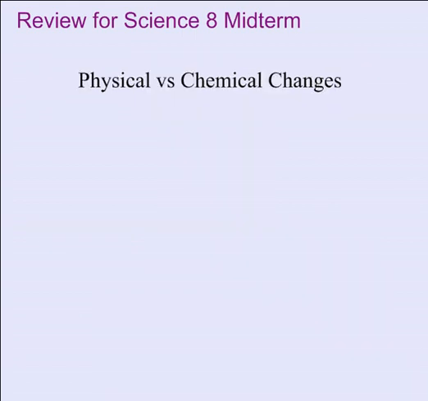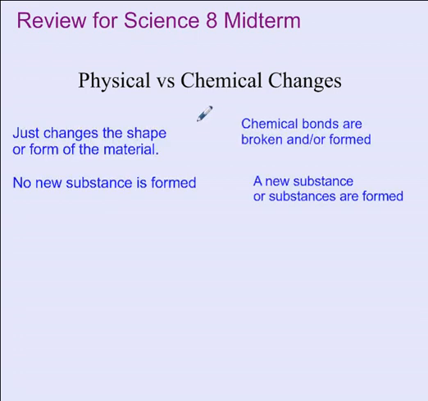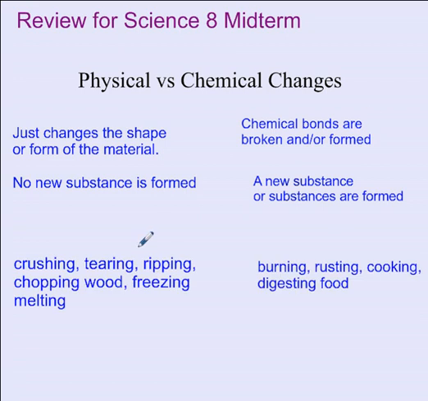Okay, do you remember the difference between a physical and a chemical change? In a physical change, you just change the shape or form of the material, but it still remains the same material. In a chemical change, chemical bonds are broken or new ones are formed, and you end up with a new substance. Examples of physical changes would be crushing, tearing, ripping, chopping wood.